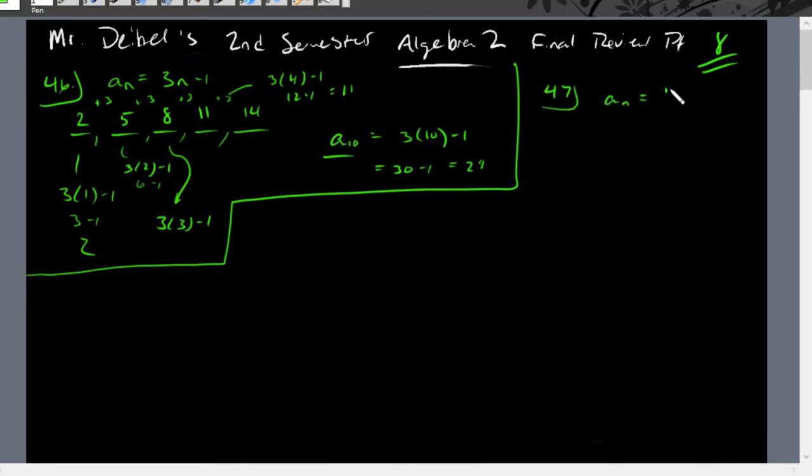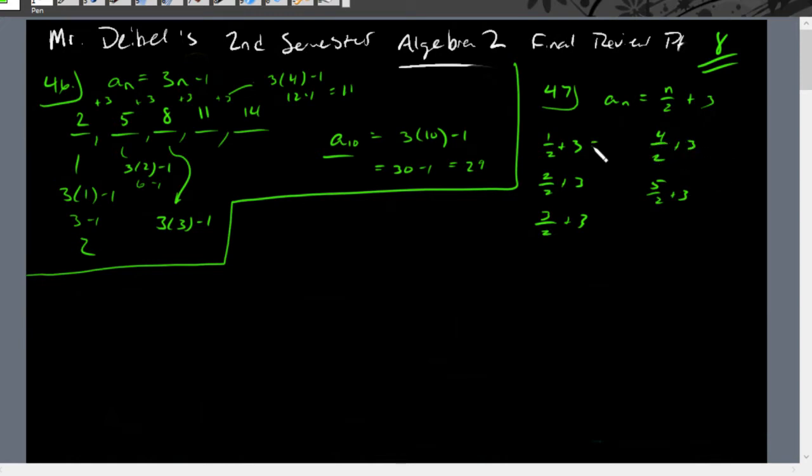So 47. Go ahead and start over here. A sub n equals n over 2 plus 3. Alright, so you plug in 1. That's 1 over 2 plus 3. 2 over 2 plus 3. So we're plugging in 2. 3 over 2 plus 3. 4 over 2 plus 3. And 5 over 2 plus 3.